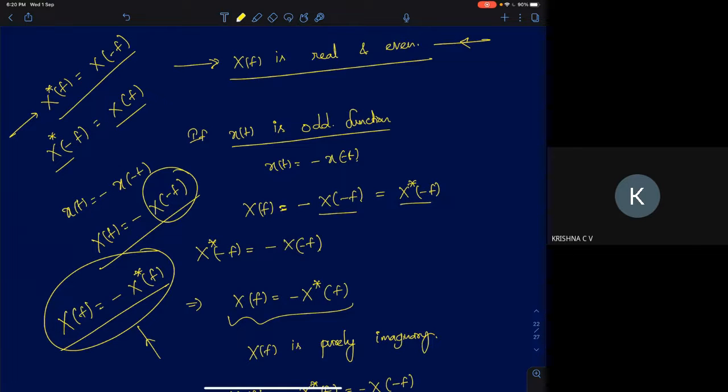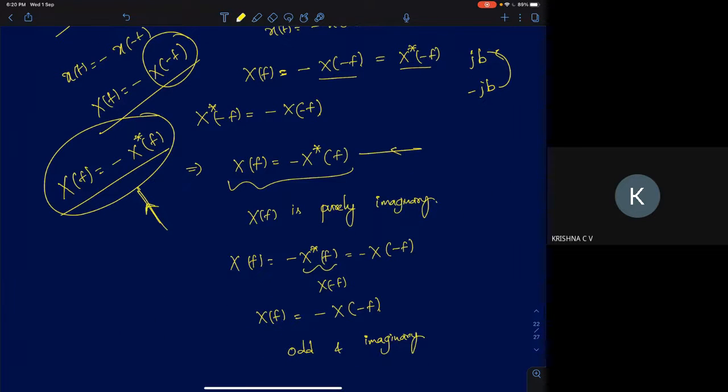X of f is, of course, a complex number. Is it real or imaginary? For example, if you have a plus jb, you take its conjugate, you get a minus jb. If you have a purely imaginary number, jb, then its conjugate will be minus jb. It will be the negative of the complex number. So this equation tells us, if you take x of f and compute its complex conjugate, you get minus of x of f. It means that x of f is purely imaginary.